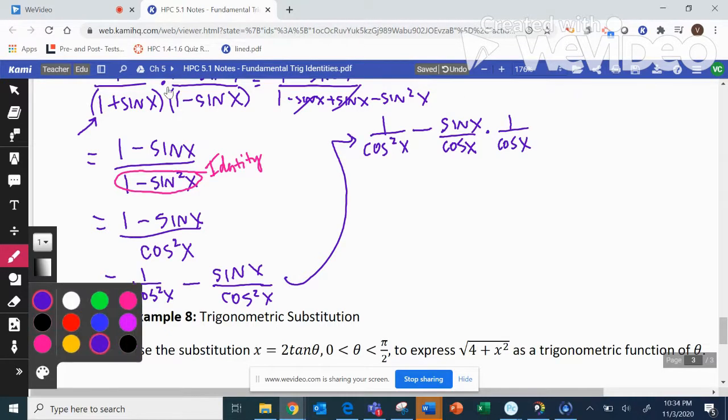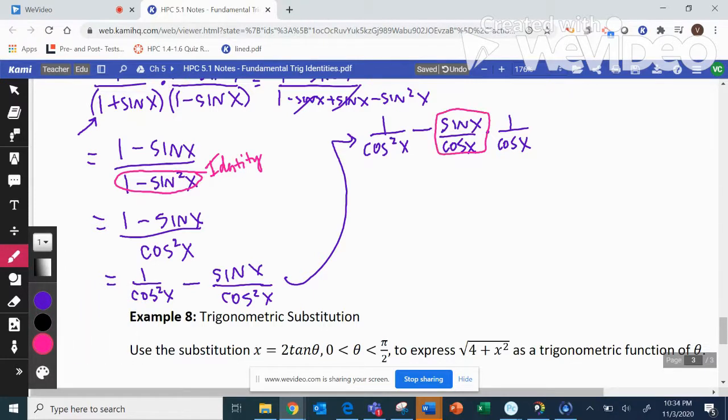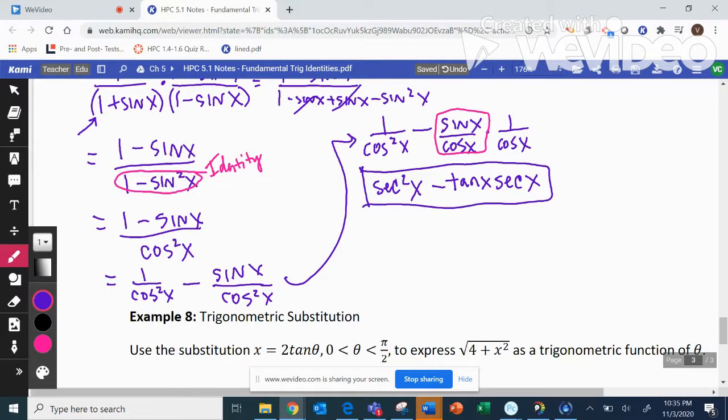I'm doing that because I know this will not be a fraction anymore if I use the quotient identity. That's going to end up being cotangent. Nope, I lied, tangent. And then 1 over cosine would be secant. And then 1 over cosine squared x is secant squared x. So this would be an expression that has no fractions in it anymore.